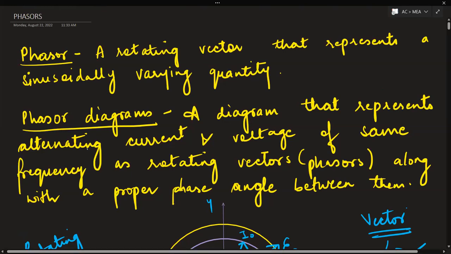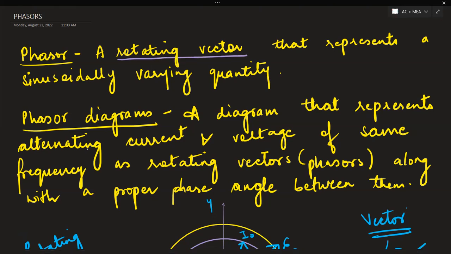A phasor is a rotating vector that represents a sinusoidally varying quantity, because we have studied that alternating current and alternating voltage always vary sinusoidally. And this diagram is known as a phasor diagram. It depicts alternating current and voltage, with the same frequency, with a proper phase angle between them. This is what phasors are about. Before we start with the AC circuit containing a resistor, note down till here. Then we'll do further.